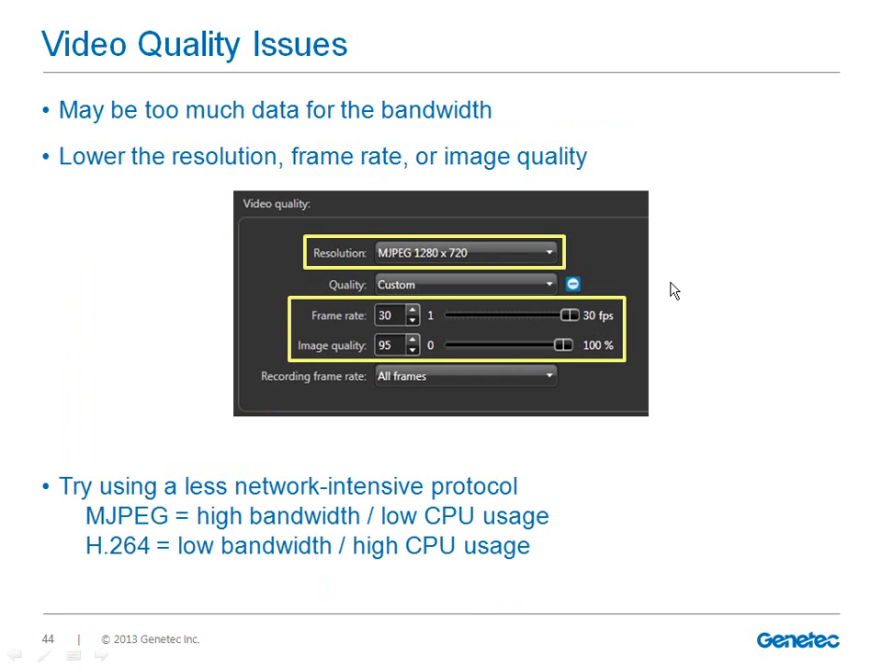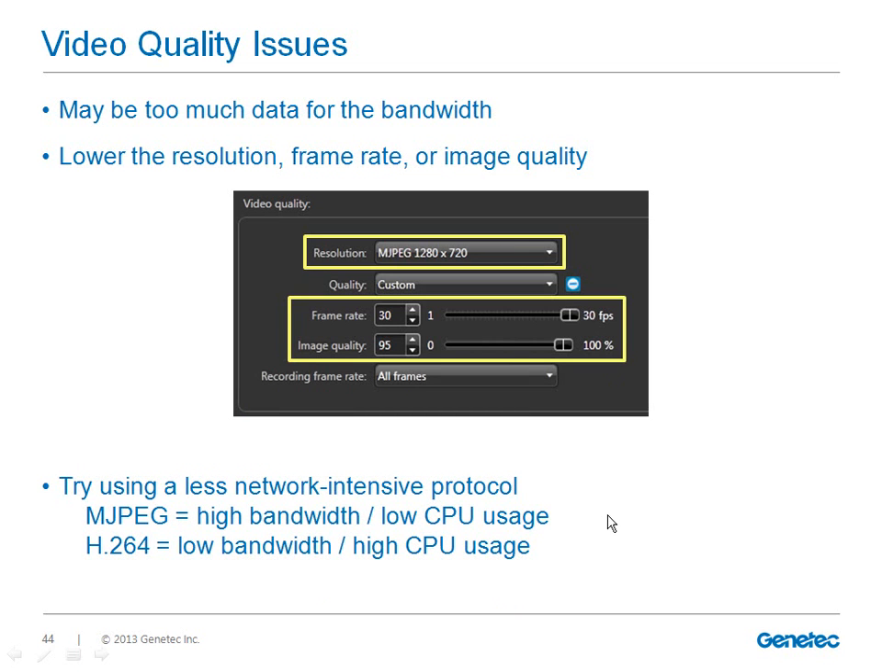In cases where the flow of information is too much for the available bandwidth and we're getting packets dropped, a possible solution is to lower the data by dropping the frame rate or the video resolution. We can also try a different video protocol as well.